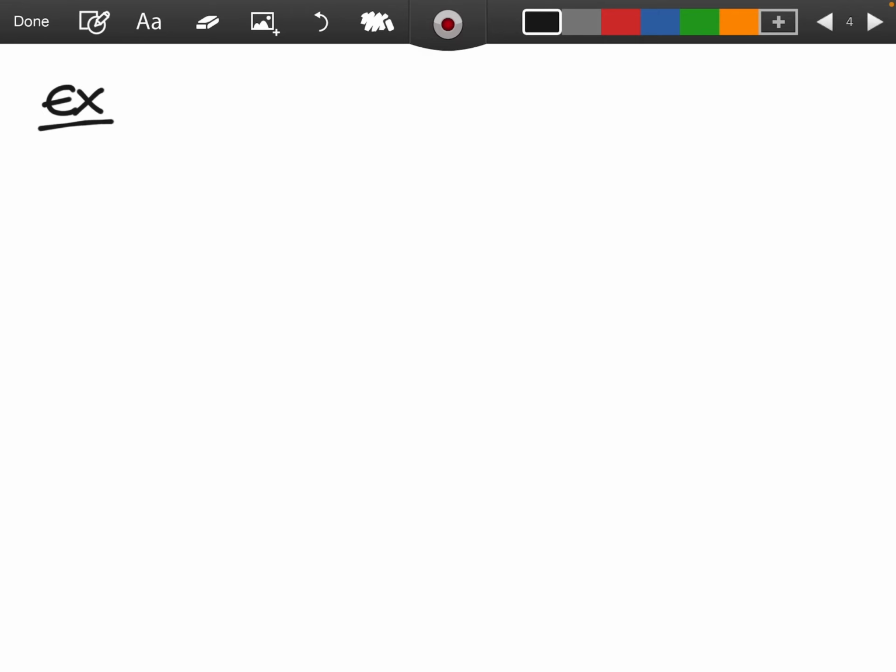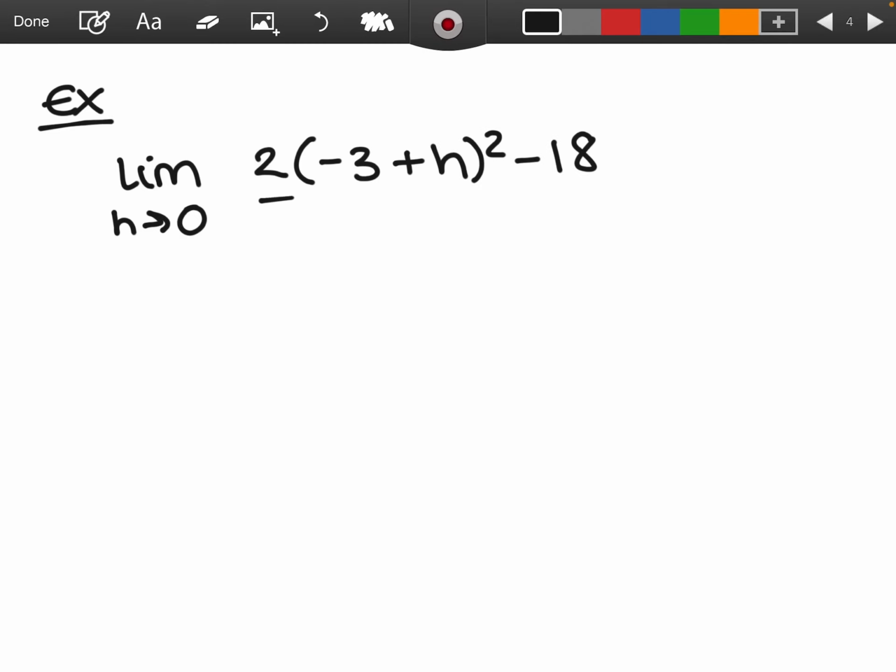Another example I want to look at will take you into what you will be doing with calculus. We're going to look at the limit as h approaches 0 of 2 multiplied by (-3 + h) squared minus 18, all over h. Like I said, this will look very familiar to some of the problems that you will be looking at when you get into Calculus 1.